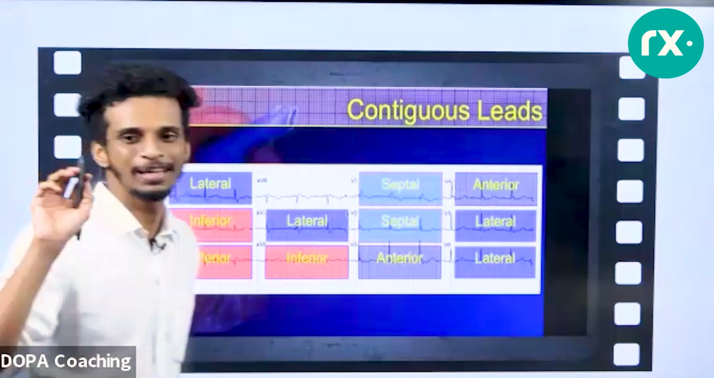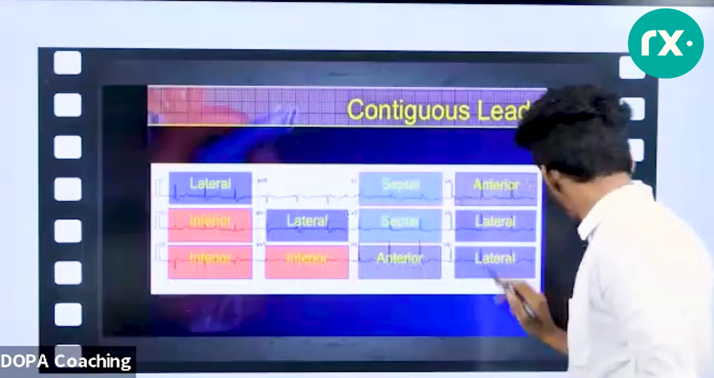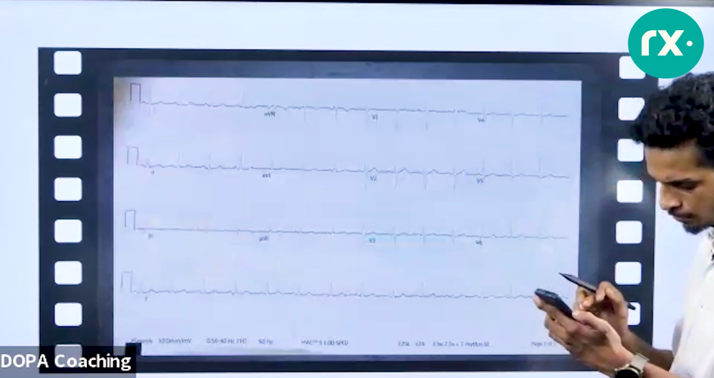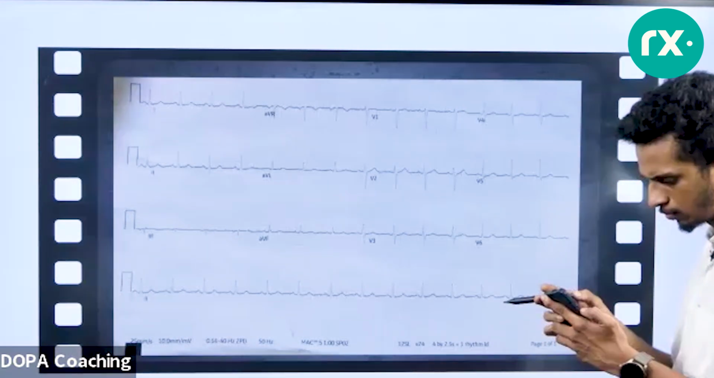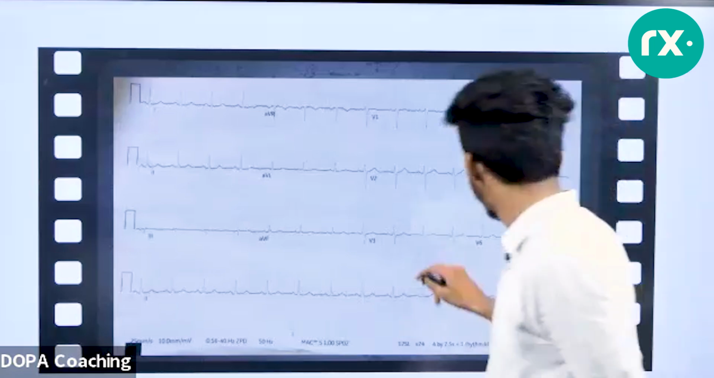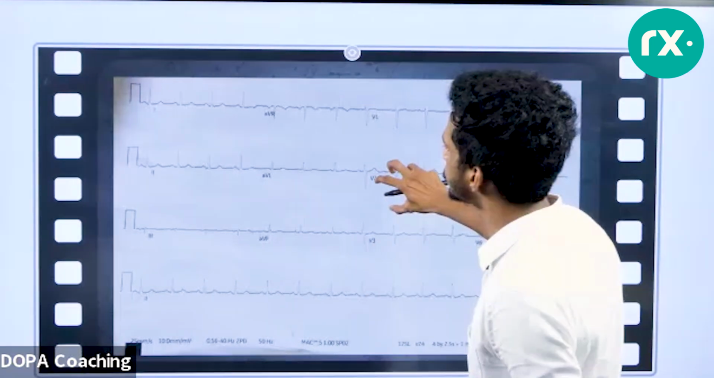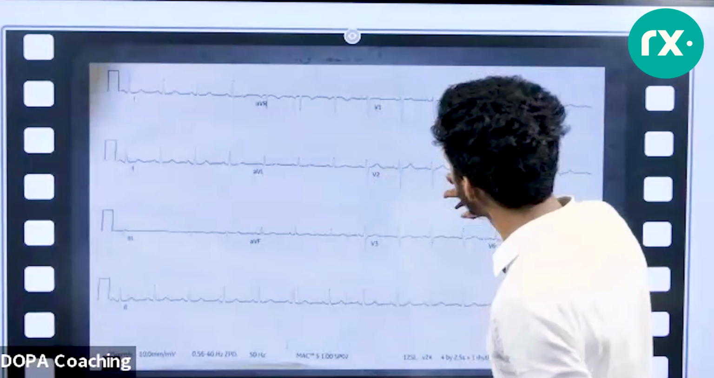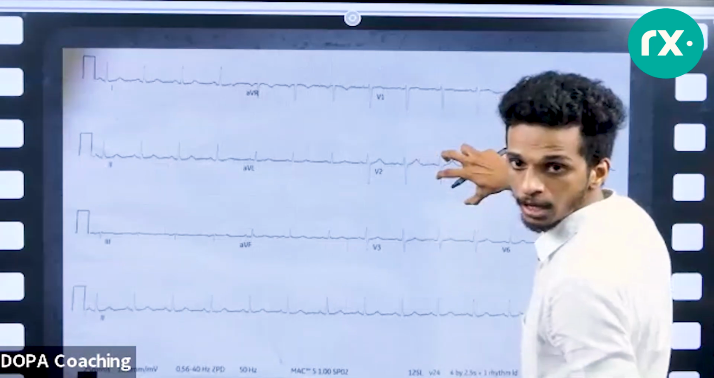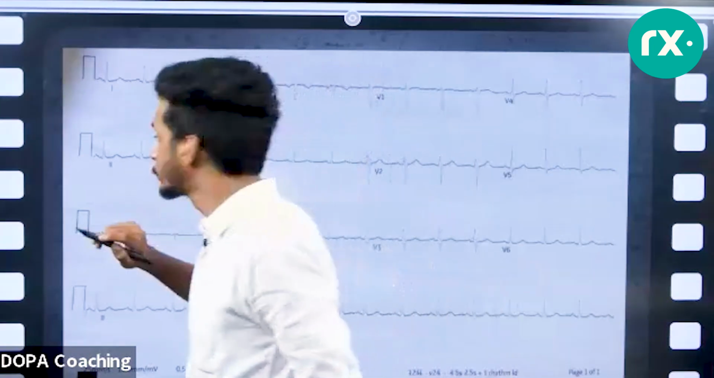So this is basically how it went. I will first show you guys a normal ECG. So this is a normal ECG. This is how a normal ECG looks. So I hope it's clear.